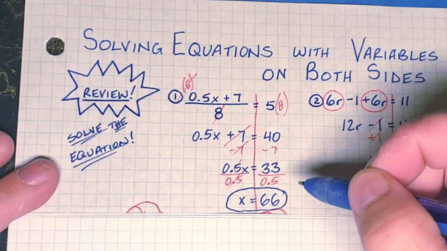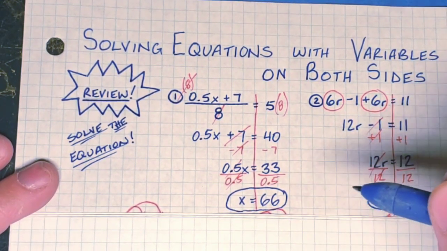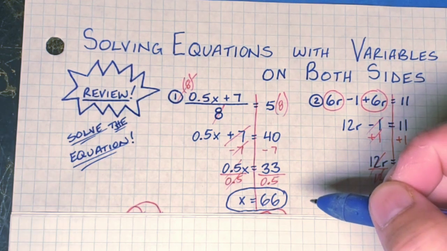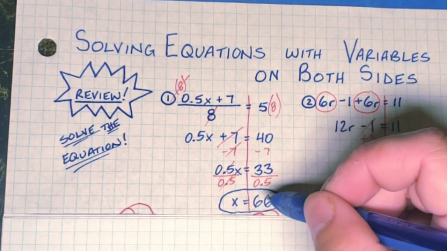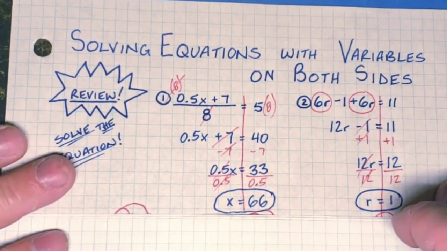So we want to make sure, some of you guys were forgetting on your minor grade the other day, but we want to write our variable equals our answer. So x equals 66.